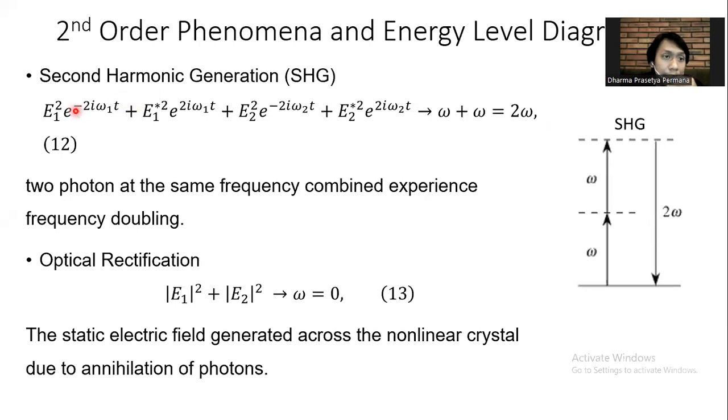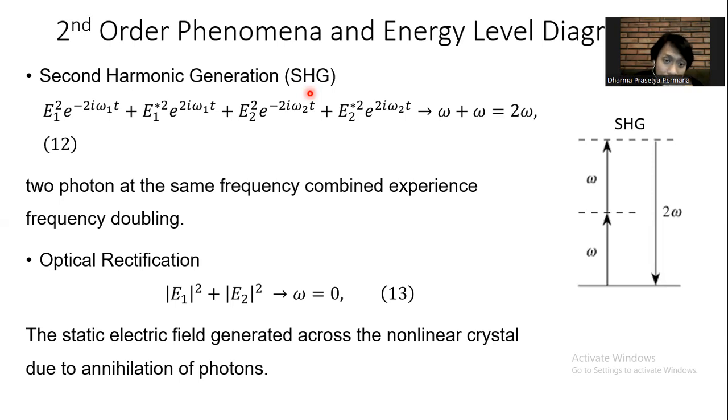And second harmonic generation can be seen when the field amplitude is squared, so that we have E1 squared and also its conjugate squared, E2 squared and the conjugate of E2 squared. As we can see here, every phase term has twice the initial omega. This is twice omega 1, this is twice omega 1, this is twice omega 2, and this is twice omega 2. All of these terms relate to second harmonic generation. So this is the second harmonic generation which doubles the frequency of omega 1, and this is the second harmonic generation which doubles the frequency of omega 2.